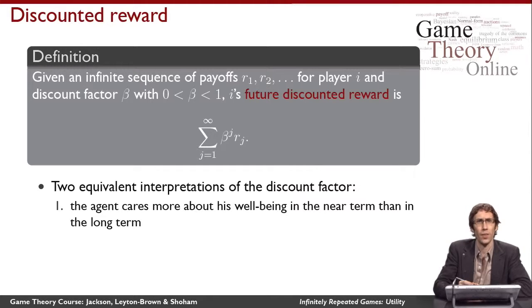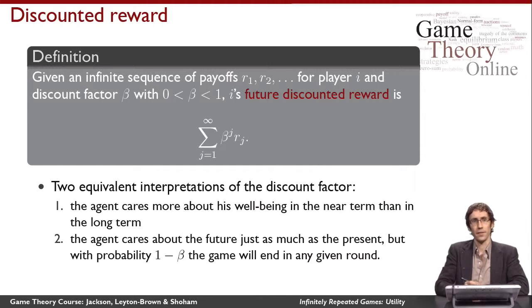And there are two ways we can think about what the discount factor means. So the first is kind of the interpretation that I've been telling you so far, that the agent just cares more about the near term than the long term. There's another definition which is different but mathematically the same, so it's interesting to think about.